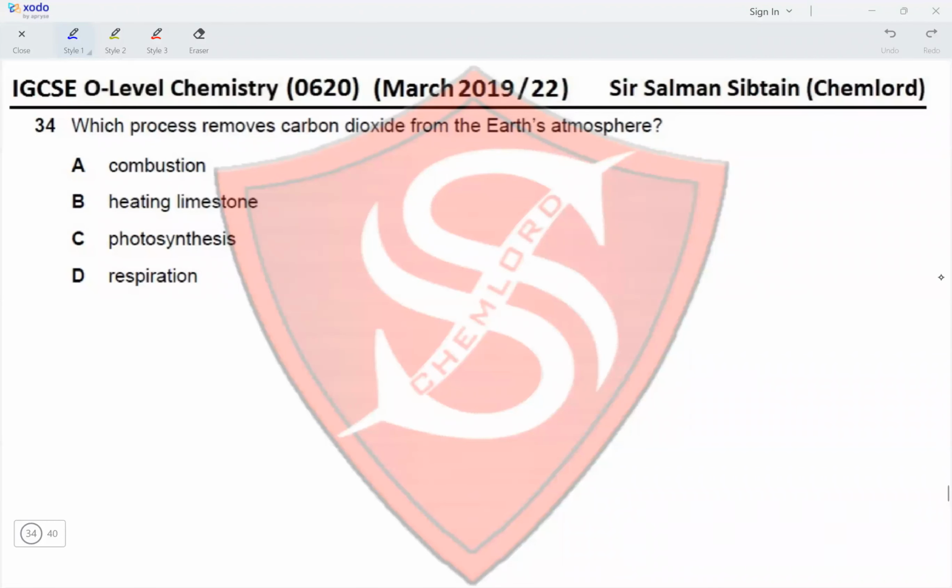Question 34. Which process removes carbon dioxide from the Earth's atmosphere? Combustion. Combustion produces carbon dioxide. Heating limestone produces carbon dioxide. Photosynthesis reacts carbon dioxide with water, producing glucose and oxygen. So this is correct. And respiration burns glucose in oxygen to produce carbon dioxide and water. So this is incorrect. Therefore, option C is the correct option for this question.